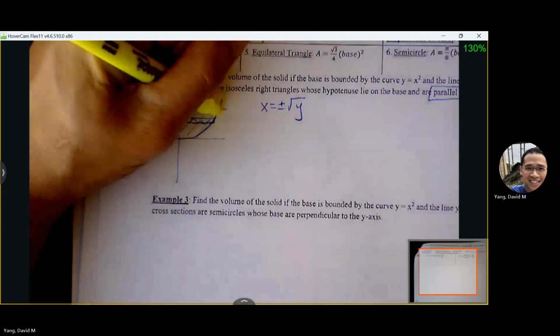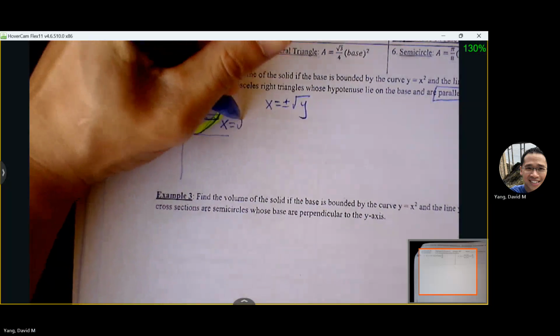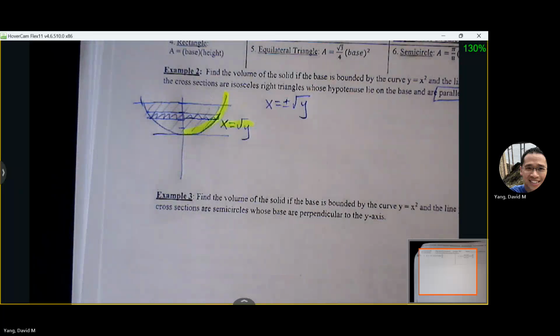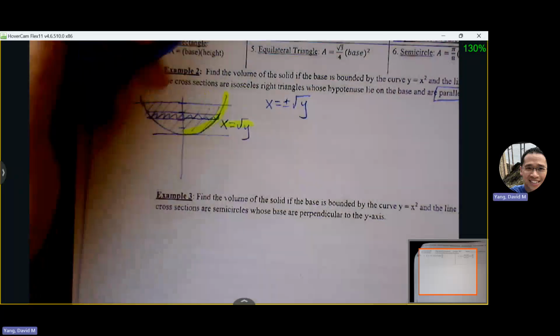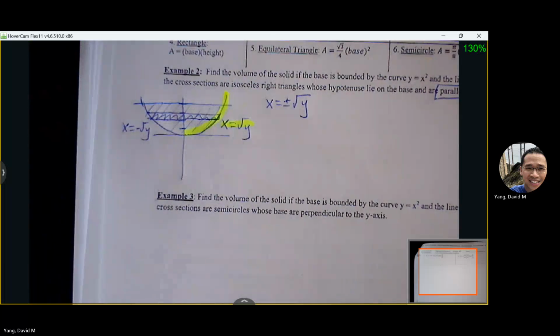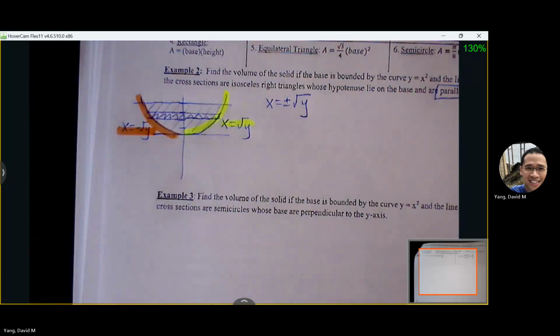And then we also have x equals negative root y. That's going to be over here. So there we have our two separate equations that we're going to be using to build our right minus left. Okay, so our bounds.